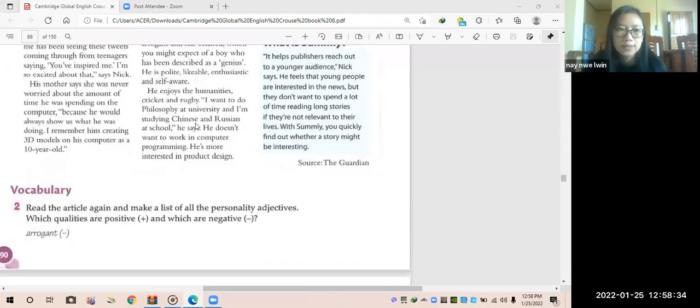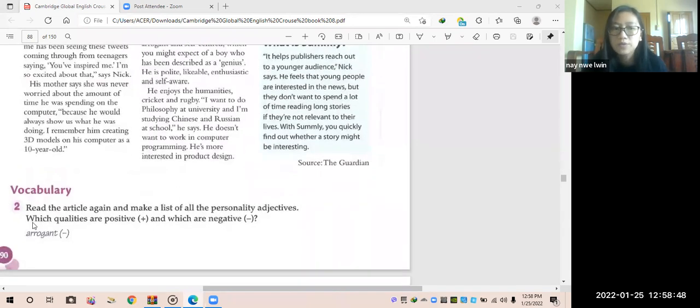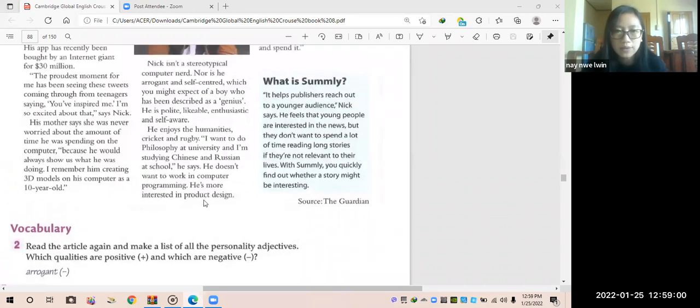Okay. So we'll answer question number 3, which is about vocabulary. Read the article again and make a list of all the personality adjectives. So you have to read it again and find the adjectives that show a person's personality. You also have to decide which qualities are positive and which are negative. For example, arrogant is a negative personality, right? It is not good. So you also have to find other words that show personality, and decide which are positive ones and which are negative ones. Okay.